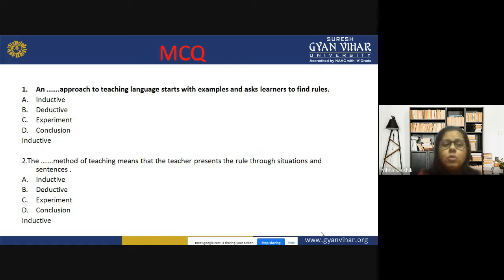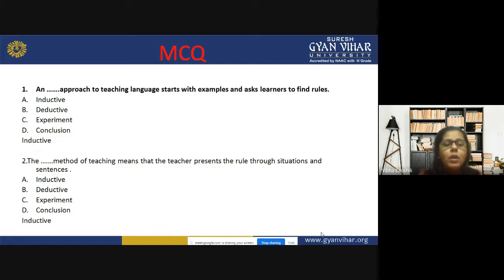So these are the options, students. Now you have to select the correct one on the basis of the given choices, and the correct answer will be option A. That is, it is an inductive approach to teaching-learning where we start with examples and ask learners to find the different rules.